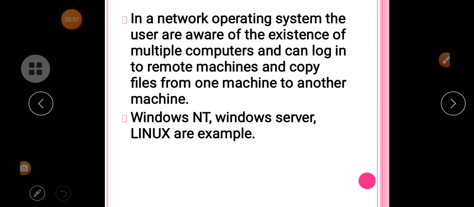So in a network operating system, the users are aware of the existence of multiple computers and can log into the remote machines and copy files from one machine to another machine. See here, in a network operating system, NOS, you can copy the files which are there in that network to another system. From system A to system B you can copy if it is connected to NOS. The main example is Windows NT.